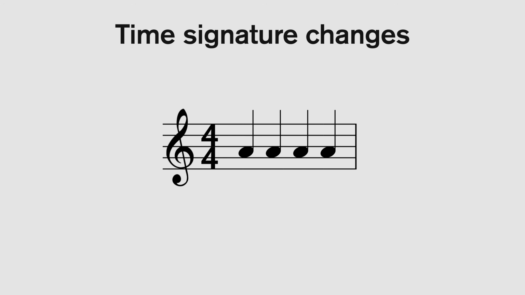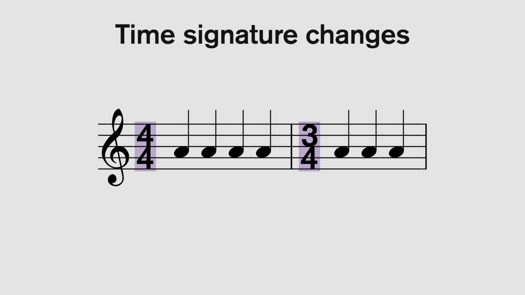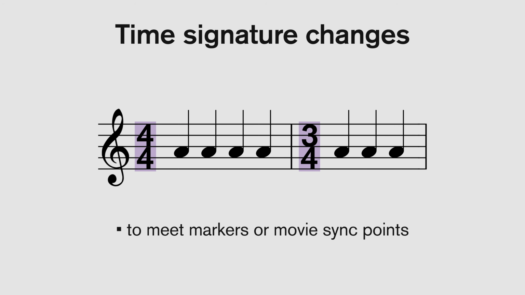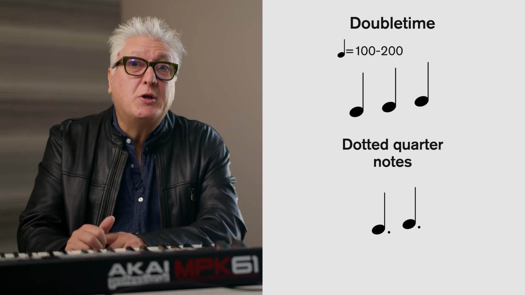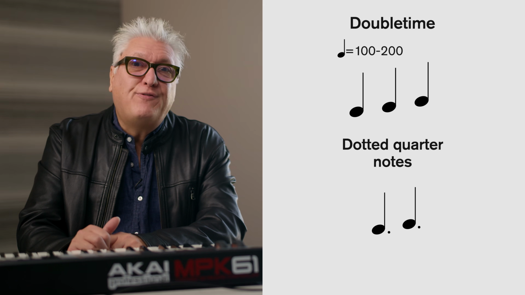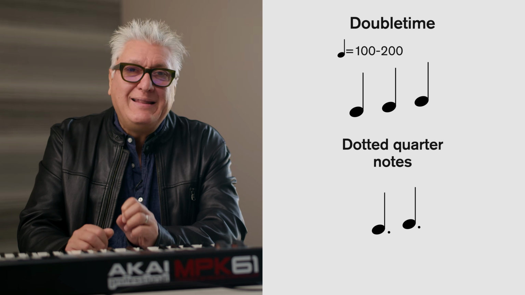Actually, the tempo changes are more based on metric or tempo modulations than any random tempo changes. I will also use time signature changes to meet my markers or movie sync points. Let's find some spots where I can move from quarter notes to triplets, double time, or even dotted quarter notes to find the tension and the excitement we need.